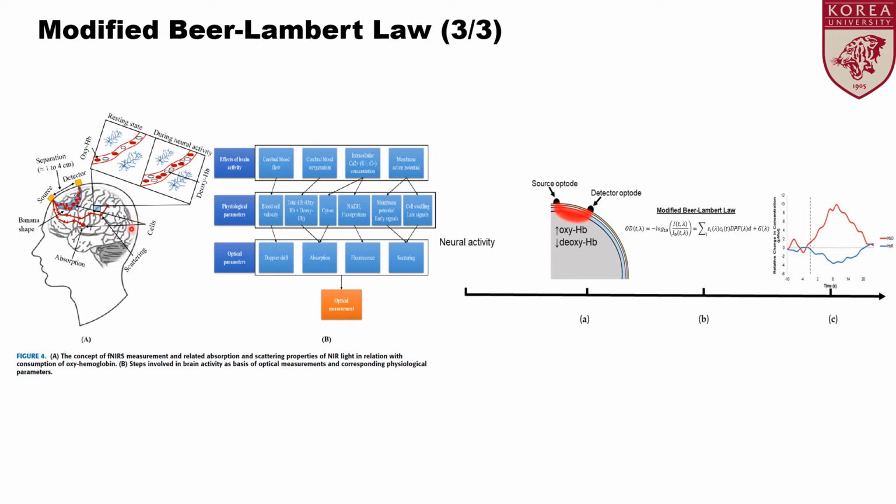Here we can see the complex brain activity steps involved in measurement of optical densities due to brain activity. After recording the neural activity, we apply the modified Beer-Lambert law to convert these optical densities into the oxy and deoxyhemoglobin concentration changes.